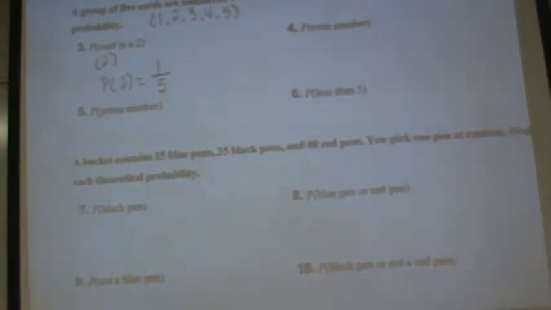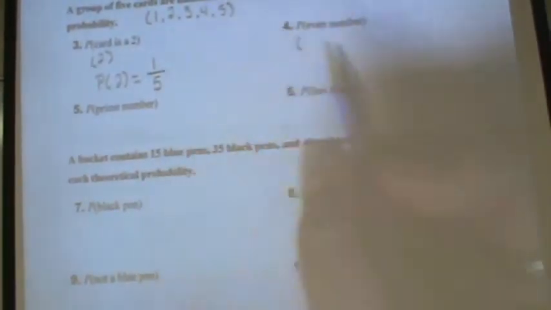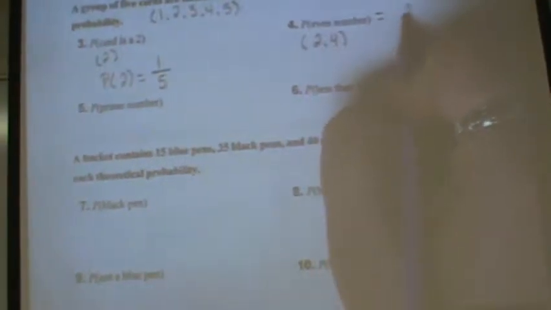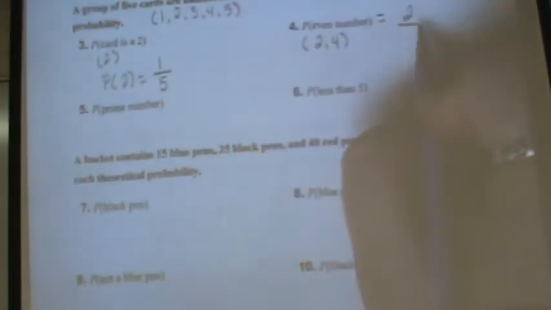Number 4, the probability that it's an even number. What are our even numbers in our set? In our original set? 2 and 4. Just 2 and 4. So our probability that it's an even number is 2 over our entire set. So it's 2/5.